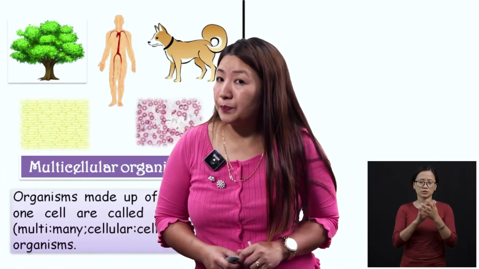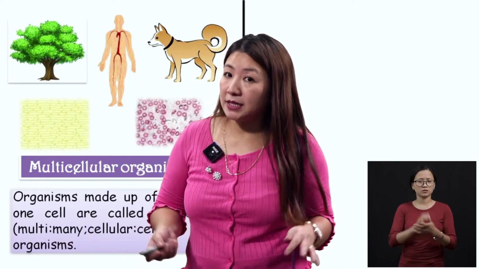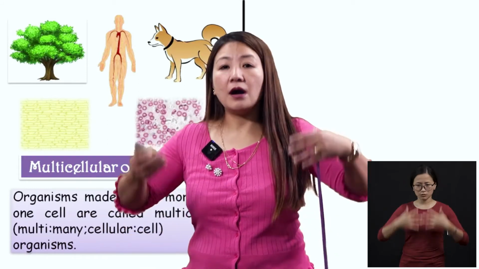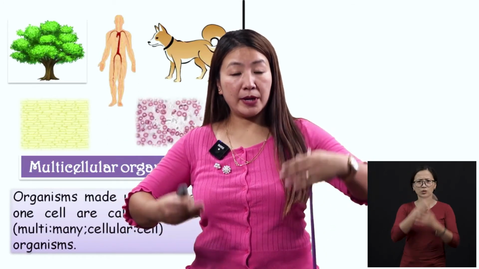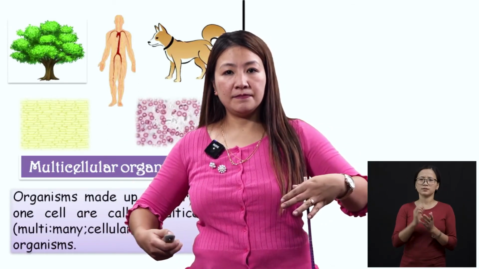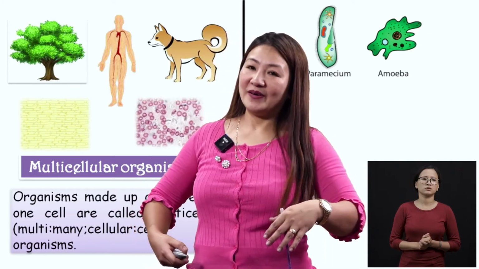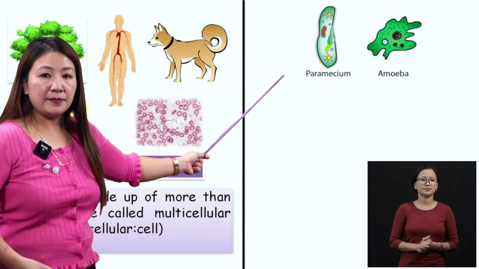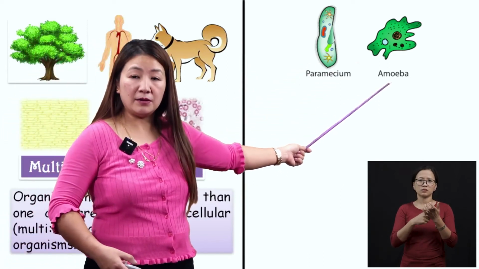Can you give me an example? Yes, trees, dogs, that means animals, human beings. We are multicellular because we are made up of many cells. Now, see these two pictures here? This is paramecium, this is amoeba, okay?